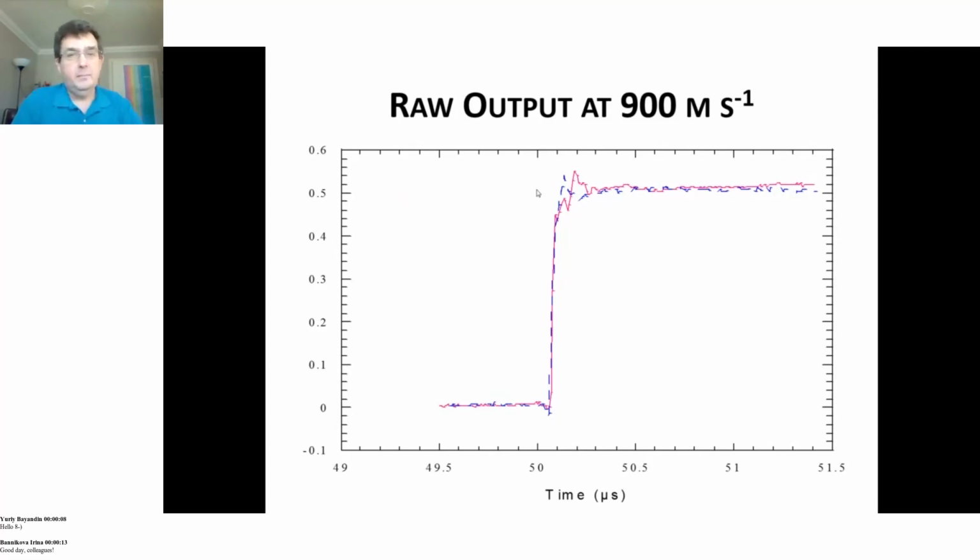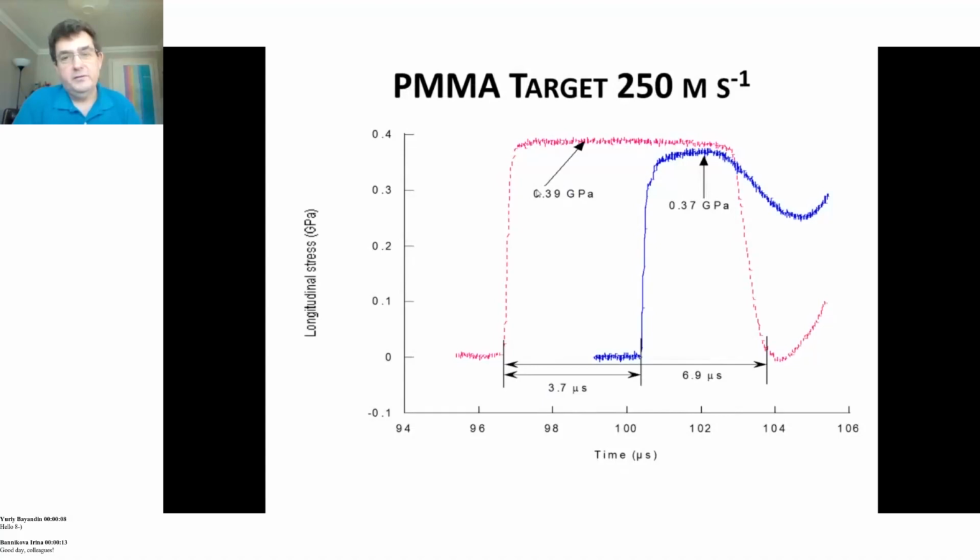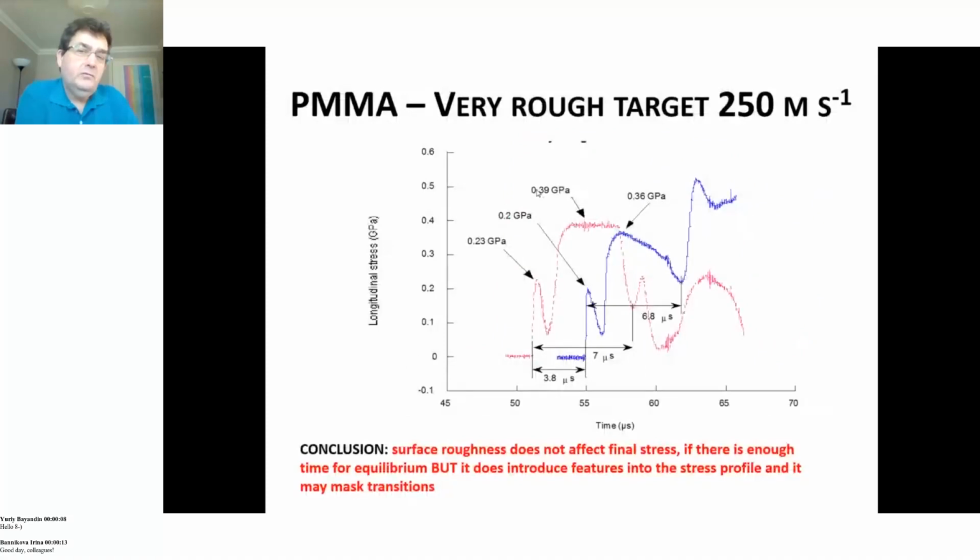And here's an example of that perspex target at 250 meters a second, putting those traces together. Front gauge, rear gauge, everything looks nice. Let's have a look at a very rough target at 250 meters a second. This has got really big grooves on it. And what you see are extra features due to initial stress transmission through the rough target. And you get this peak.